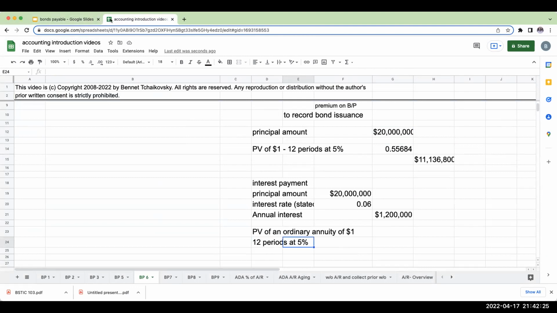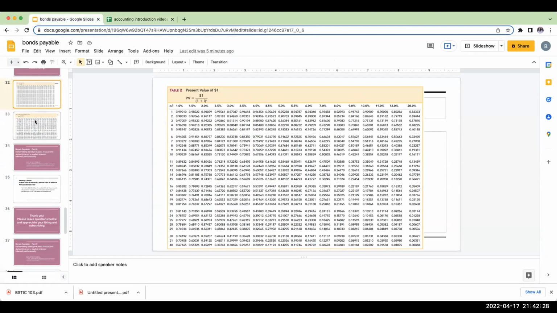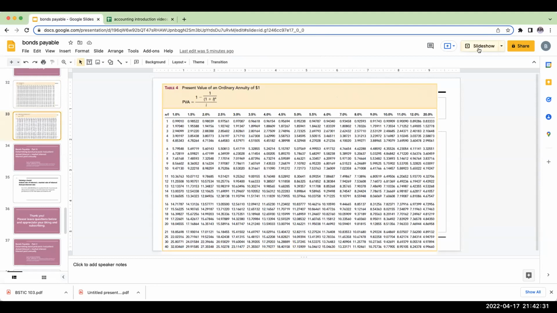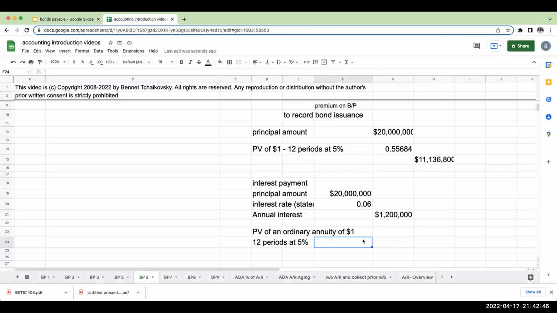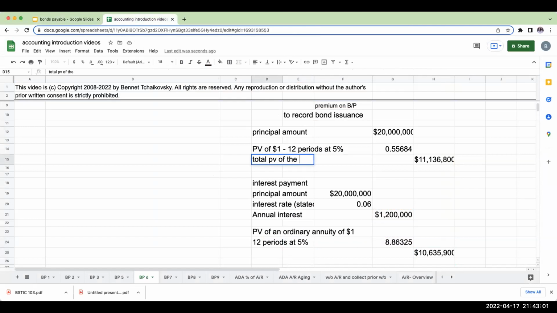Because this is an annuity, interest is being paid every year. So let's check this one out. I'm paying interest 12 times at 5%. So this is going to be 8.86325. So the value of the interest payment is going to be $10,635,900. So this is the total present value of the principal, and this is going to be the total present value of the interest payments.